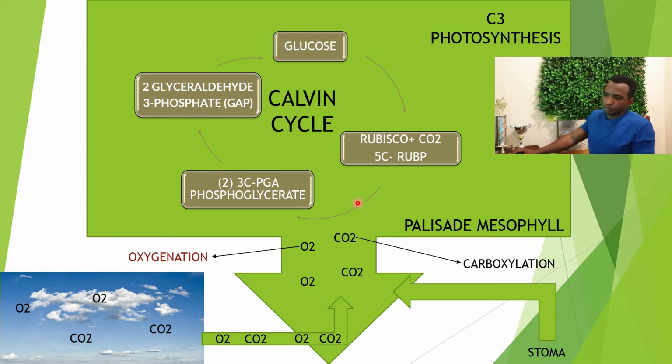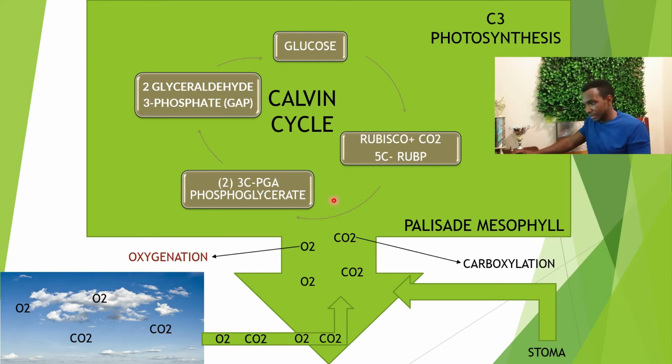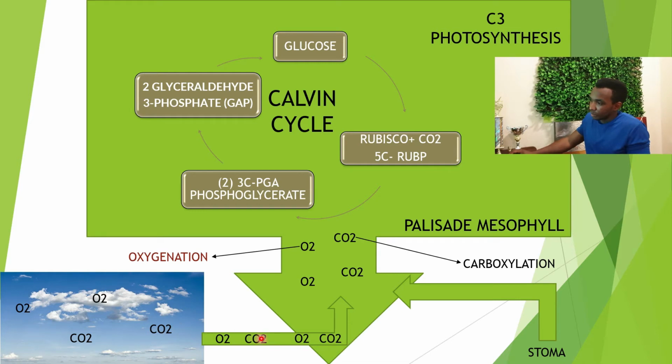First of all, gas or carbon dioxide is going to diffuse into the leaf through the stomata from the atmosphere. As I said, this is the atmosphere. Just follow the laser. This is the atmosphere. And the carbon dioxide gas diffuses into the leaf through the stomata.